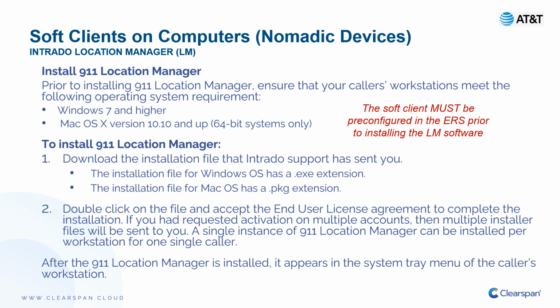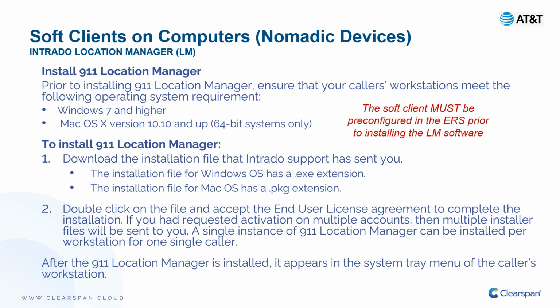Prior to installing Location Manager, ensure that your caller's workstations meet the following operating system requirements: Windows 7 or higher, and Mac OS version 10.10 and up, 64-bit systems only. To install the Intra Location Manager, download the installation file that Intra support has sent to the customer. The installation file for Windows OS has a .exe extension, and for Mac OS it has a .pkg extension. Double-click on the file and accept the end-user license agreement to complete the installation.